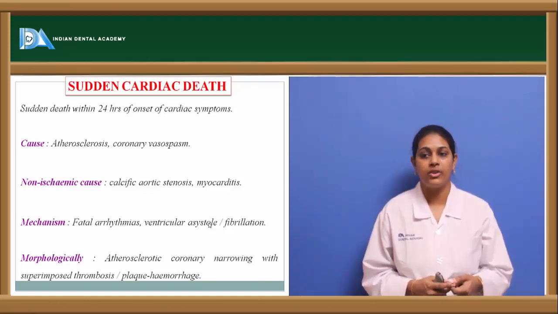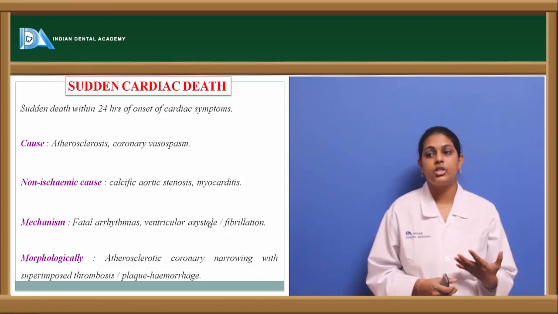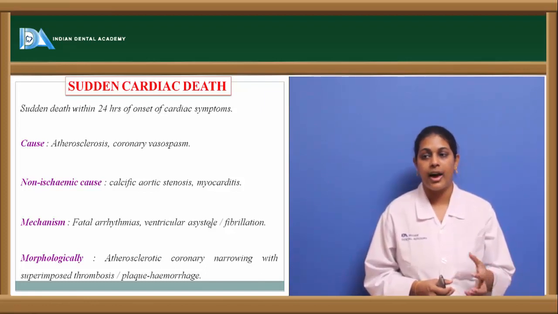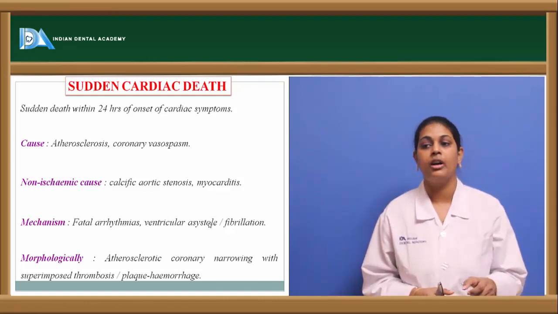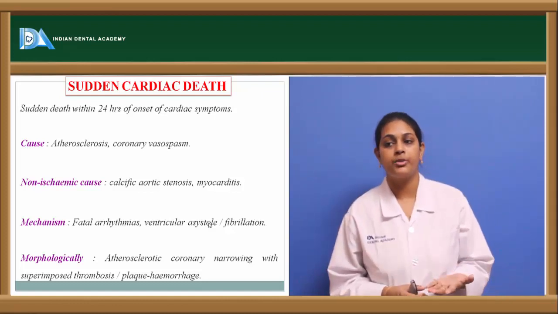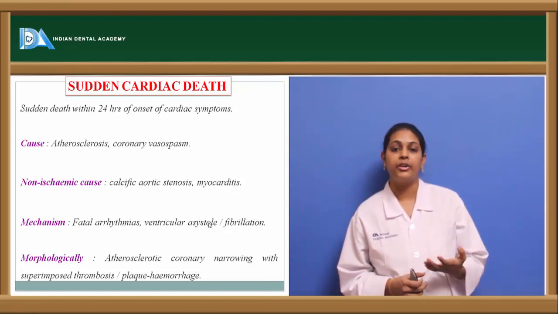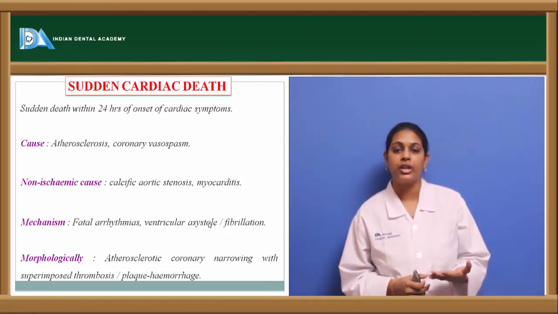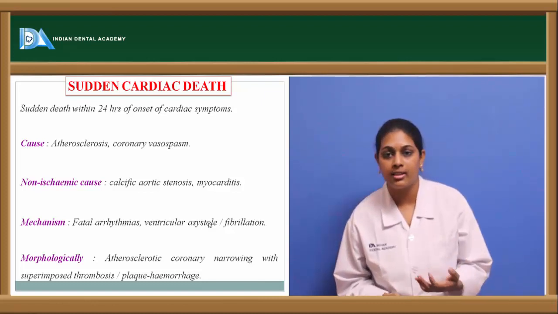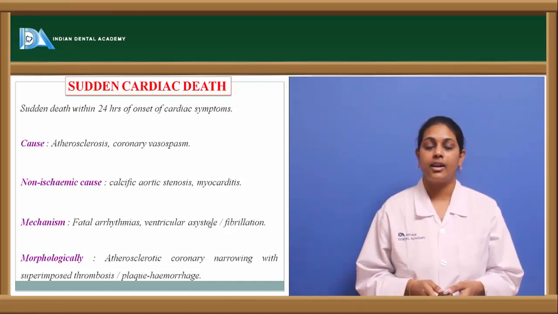Morphologically, what we observe is the presence of atherosclerotic coronary narrowing, that is a coronary artery narrows because of the presence of atheroma. Otherwise, we can also observe superimposed thrombosis and plaque, which might manifest as hemorrhagic areas on an already present atheroma. So these are certain morphological features in sudden cardiac death.